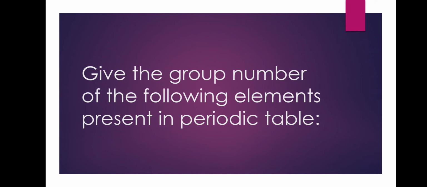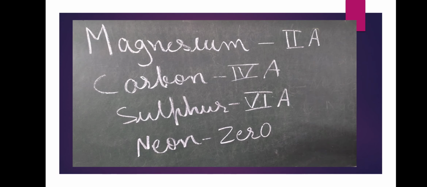Clear? Next question. Give the group number of the following elements present in the periodic table. Like magnesium. So what is the group number of magnesium? 2A. Write like this as I have written in Roman form. Clear? Don't change the pattern. Don't change, means don't write in any other form. As I have written, please follow it. Carbon 4A, sulfur 6A, and neon 0. The group is what? 0 group.